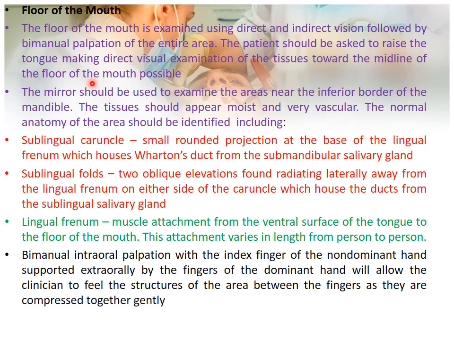But the dentist should know the following structures, for example the sublingual caruncle, which appears as a small rounded projection at the base of the lingual frenum, which houses the Wharton duct from the submandibular salivary gland. Another structure is the sublingual fold, which presents as two oblique elevations running laterally from the lingual frenum, and the lingual frenum is the muscle attachment from the ventral surface of the tongue to the floor of the mouth.